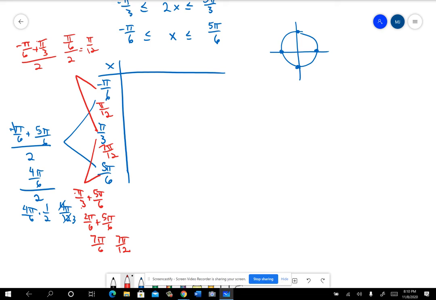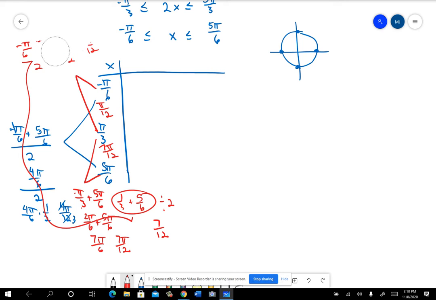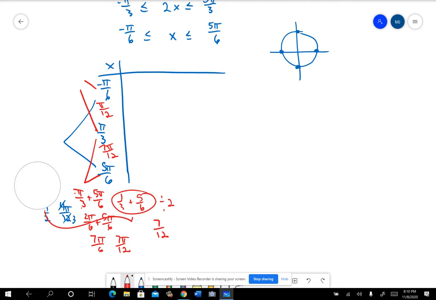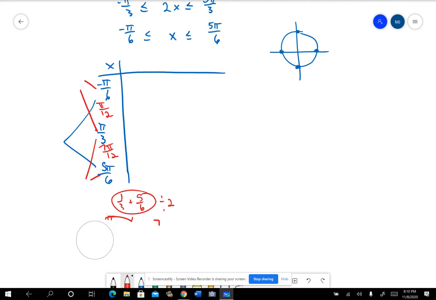Okay, so your calculator can do all of that. You can do 1/3 plus 5/6 on your calculator, and when you get the answer to that, you can just divide it by 2, and it will give you 7/12. All right, so I don't need to see this work right here, but I'd like for you to show me those 5 key points. Now, let me clean this up a little bit before we go on to the next part.